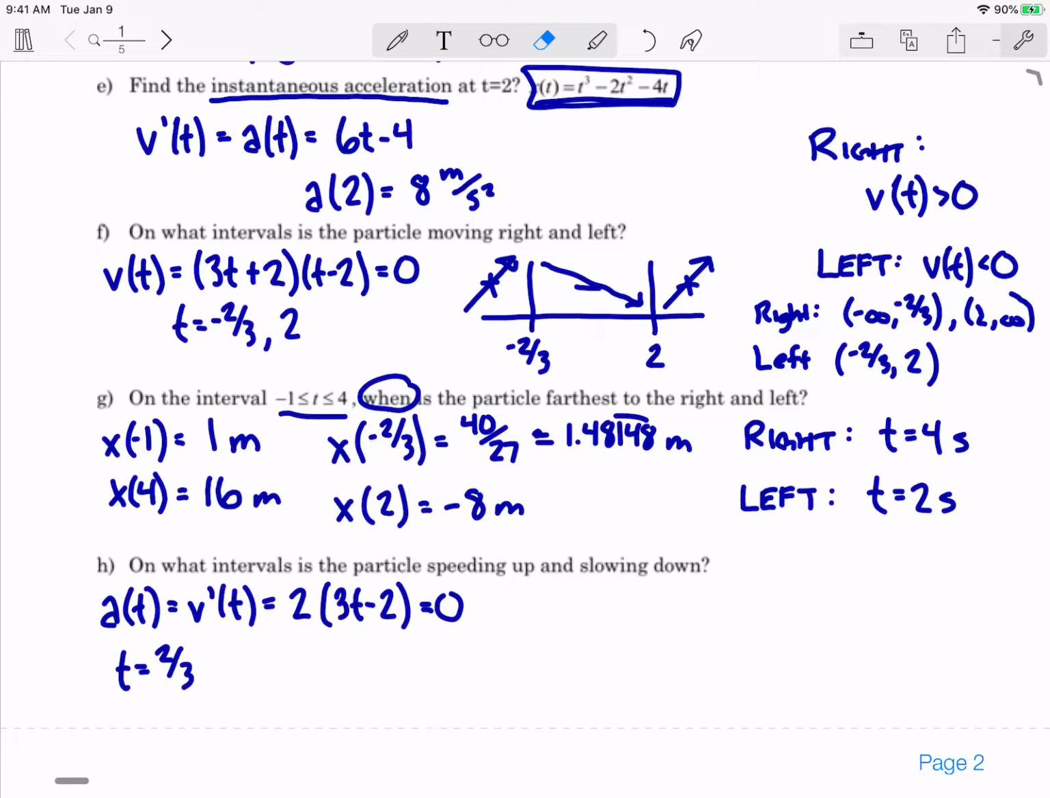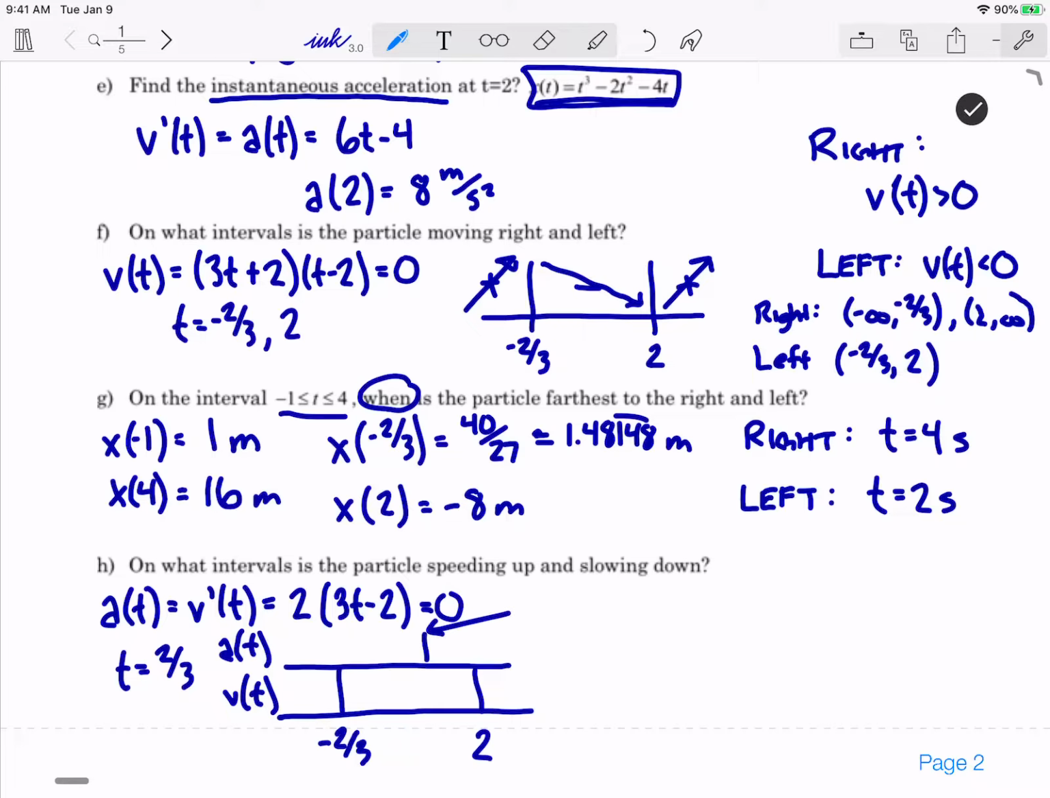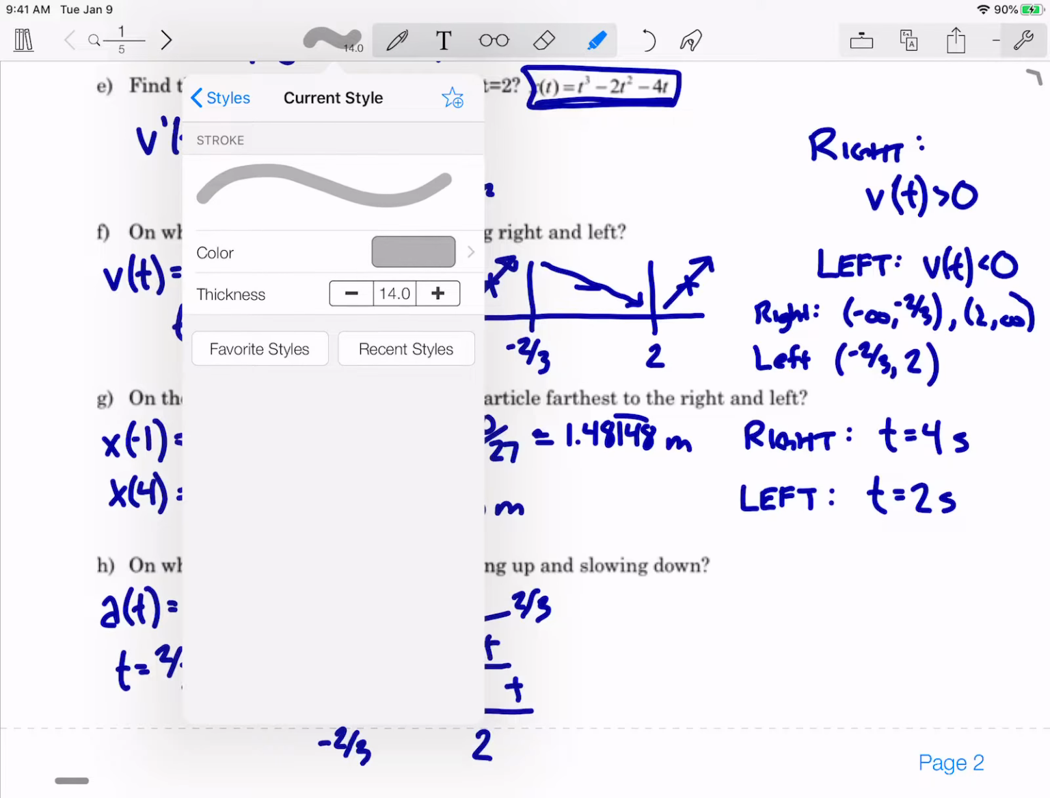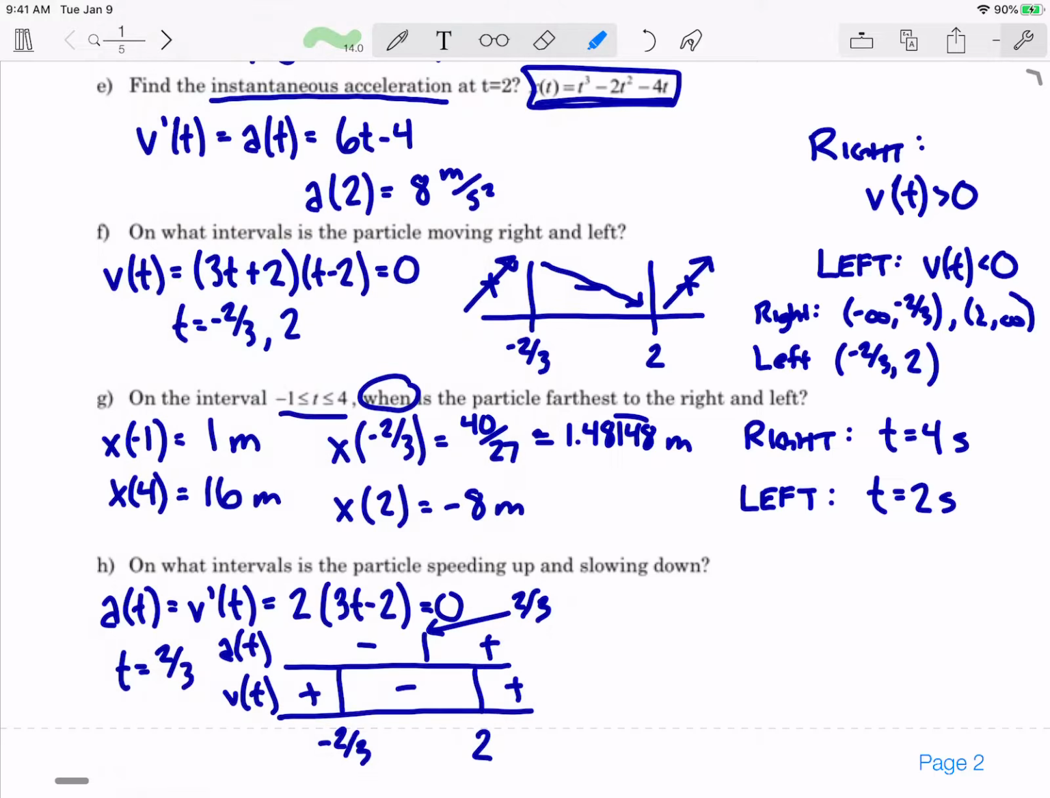When I make my sign chart, I'm going to put velocity on the bottom and acceleration up here. So I've got my negative 2/3 and my 2 for my critical numbers of my velocity function. And then for my acceleration function, I just found a critical number of 2/3. So this one here is t equals 2/3. I already know this one goes positive, negative, positive for velocity. Plug a number to the left of 2/3 and I get a negative, and to the right I get a positive.